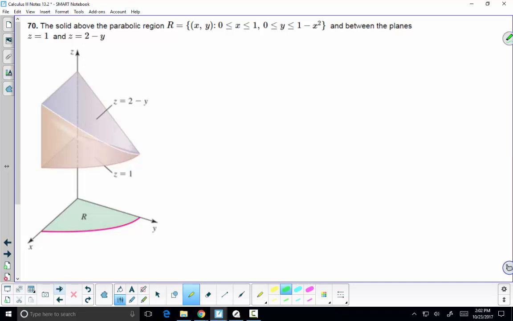Just like when you're finding the area between curves, you do upper minus lower. Find the volume between surfaces, upper surface minus lower surface. So the volume between those 2 surfaces is going to be, we're integrating over a 2-dimensional region, so we have to have a double integral. And we're integrating the upper surface minus the lower surface. And then we're going to have a dy dx. We haven't decided which way to go yet.